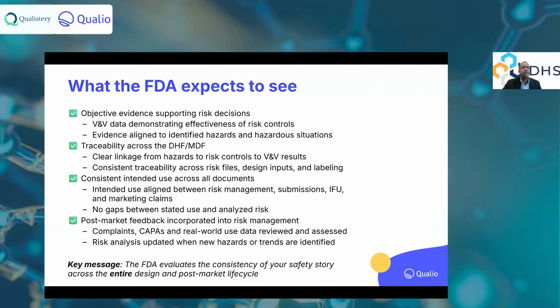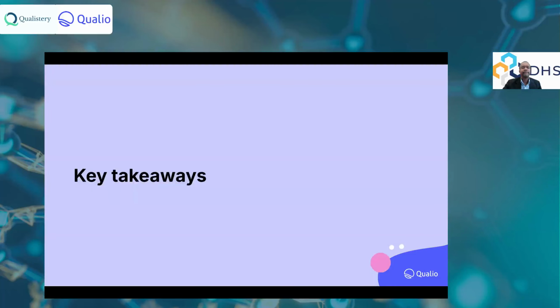So this slide talks about how objective evidence supports risk decisions. There should be traceability, consistent intended use, and don't forget post-market surveillance responsibility. In cybersecurity, you've got to monitor your SBOM, software bill of material. Without that, you'll be out of compliance.